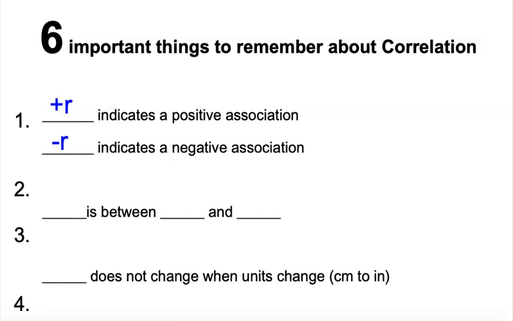A negative number indicates a negative association. I'll give you a quick example in a second. A negative association goes in the opposite direction. Something easy to think of in your head: number of days you skip class versus your grade in class. The more days you skip, the lower your grade percent is going to be. So that would be a negative association. The more days you skip, the farther down your grade would go.